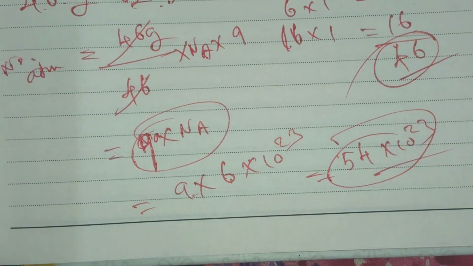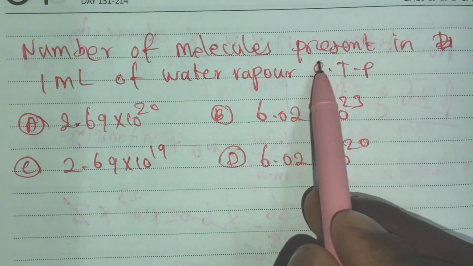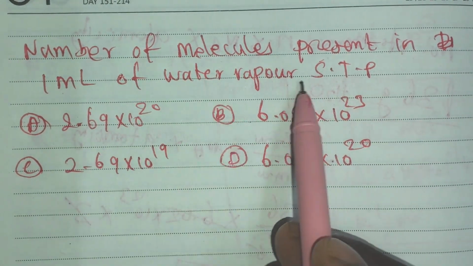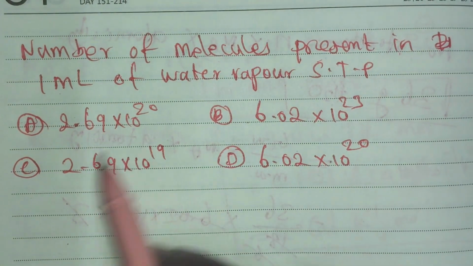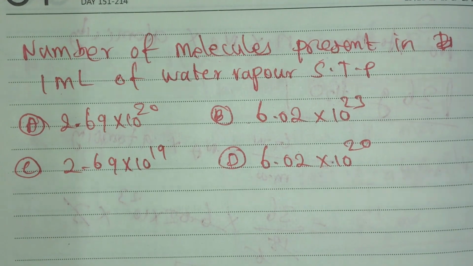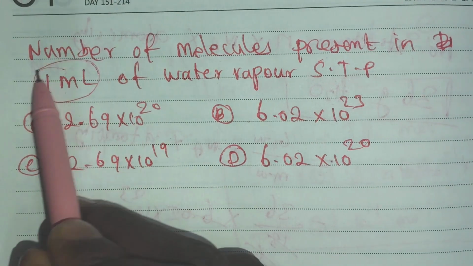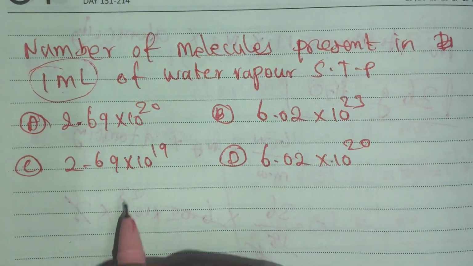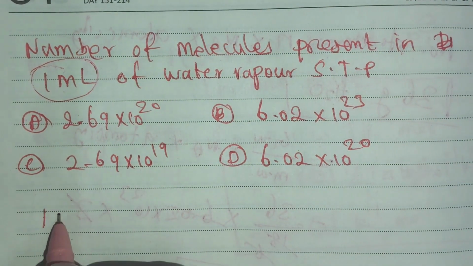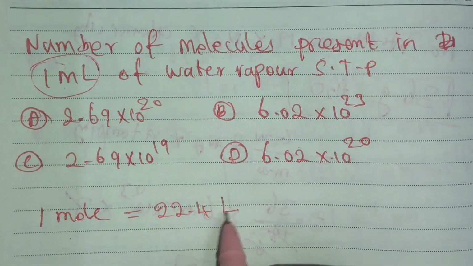Okay, actually see this one problem. The number of molecules present in 1 ml of water vapor at STP condition. So these 4 options are given. It's a very simple, easiest question in the mole concept. Here the volume is given in the unit of ml. So we know that 1 mole is equal to 22.4 liter.